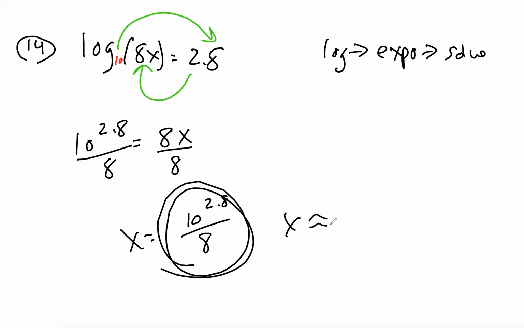Now, before I actually write the answer, I want to warn you about something. Type this in first, 10 to the 2.8, hit enter, and then type divided by 8 and hit enter again, so that your calculator reads it the right way. When we type this in, it's going to tell you how many decimal places to round to. In this case, it's just 2 of them. And so we're going to get x is 78.87.